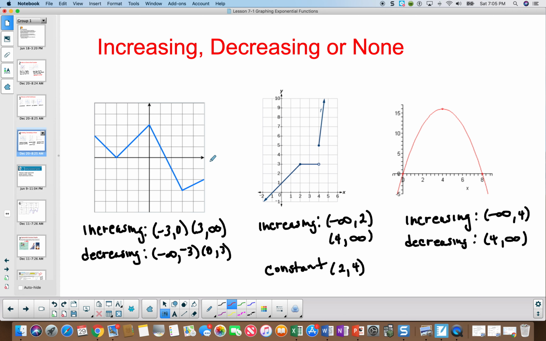Increasing, decreasing, or none. Notice that increasing is from -3 to 0 and from 3 to infinity, and decreasing is -infinity to -3 and 0 to 3. This is an increasing function from here to here and here to here, and we say it's constant. In other words, it's not increasing nor decreasing in this interval. For our parabola, it's increasing from -infinity up to x equal to 4, and it's decreasing, the y's are going down from 4 to infinity.